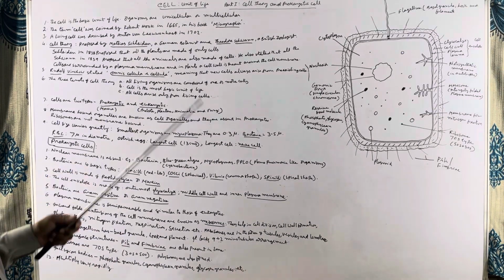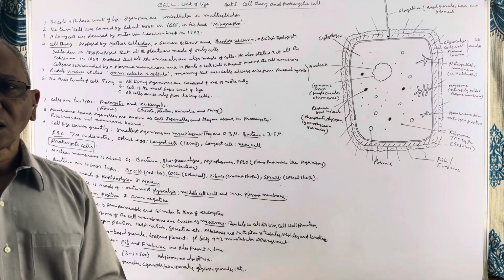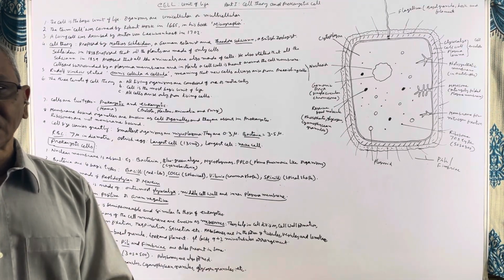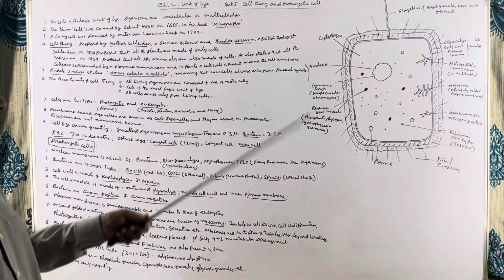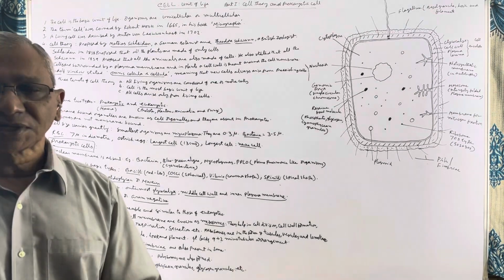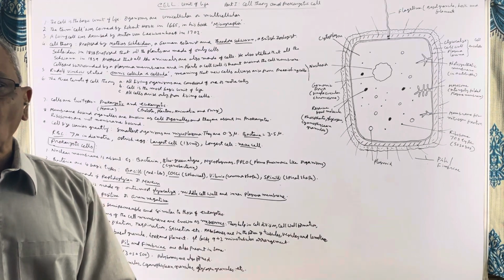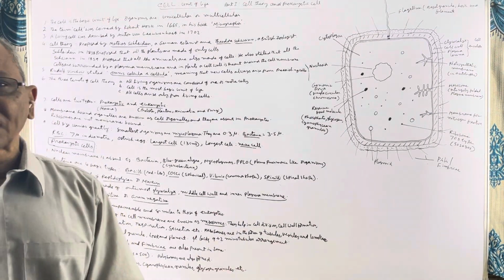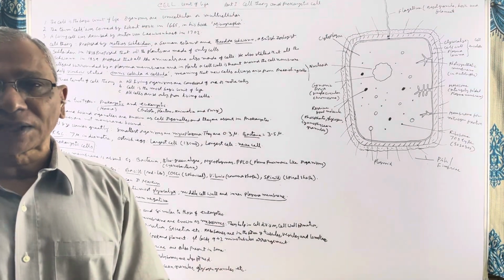Schleiden, in the year 1838, found that all the plants are made of cells. In the next year, that is 1839, Schwann also proposed the same theory for animals. He studied different types of animals and found that all the animals are made of only cells. In this way, the credit for proposing cell theory goes to Schleiden and Schwann.